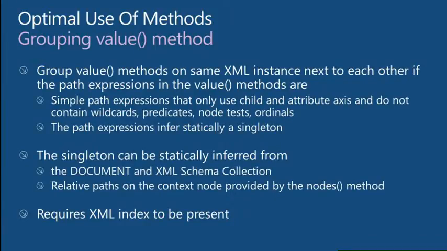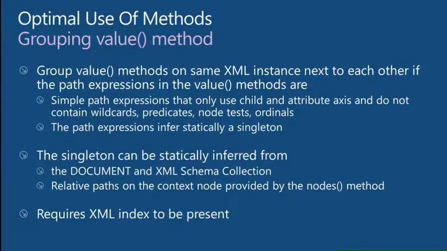Now, however, there are a couple of requirements on what the query expression inside the value method can look like. So it has to be a simple path expression with no child node or attribute access explicit, do not contain wildcard, doesn't have a predicate on it, etc. And once you get that, and the path expression infers statically a singleton, then we can push it into our extraction mechanism.